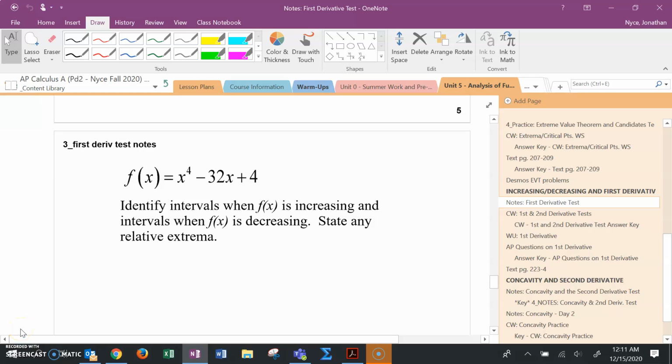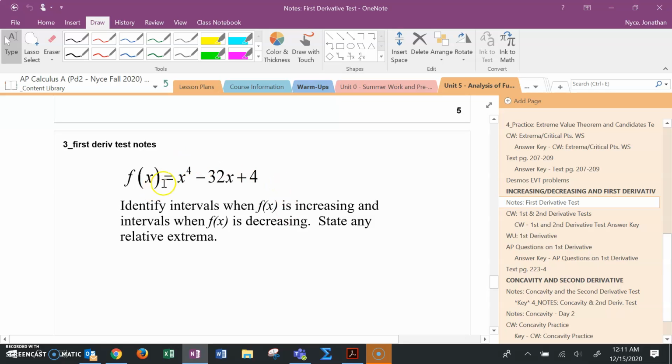Hello again. Just want to take a few minutes to go through the examples from the first derivative test notes that we did not get through during class. I believe there are four of them. Let's go through these real quickly.